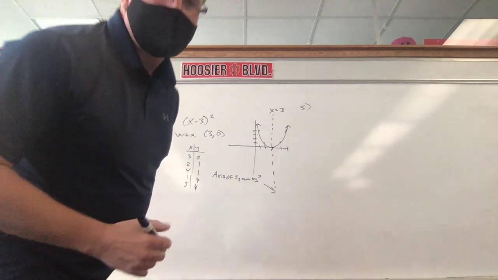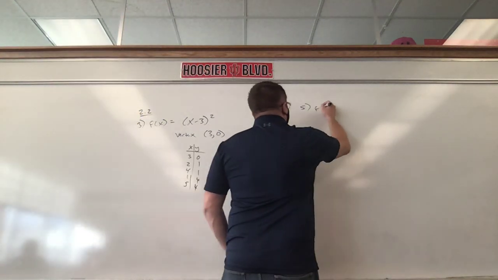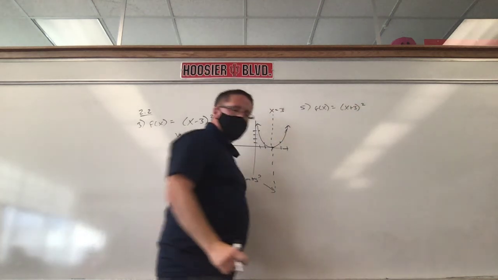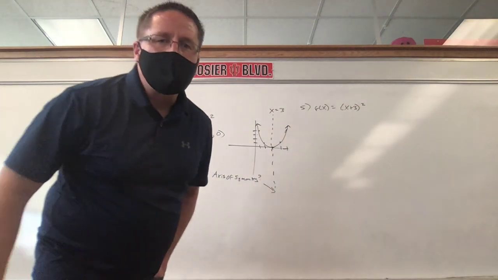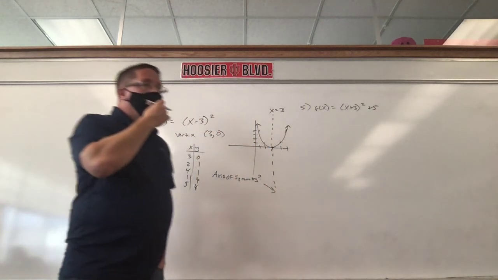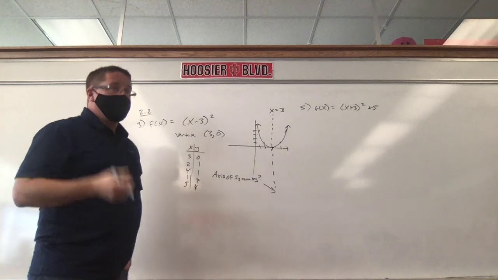Now in this one we have f of x equals x plus 3 squared plus 5. Okay, so we should be able to name the vertex right now.